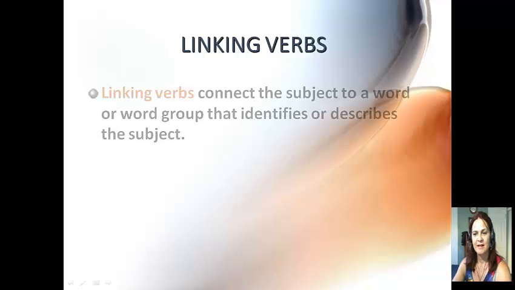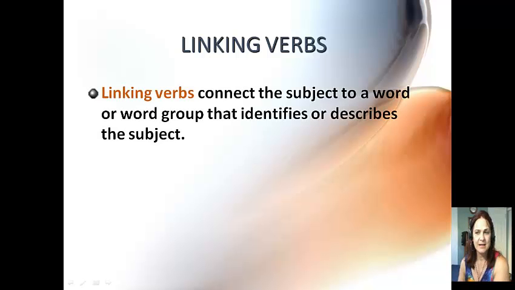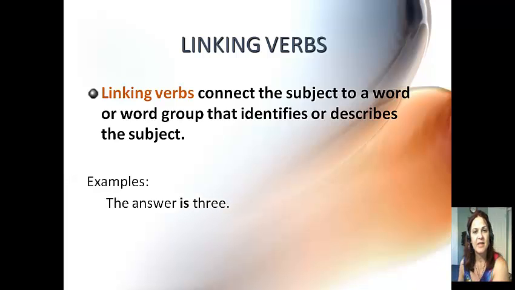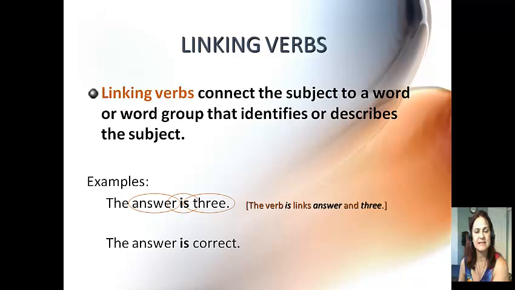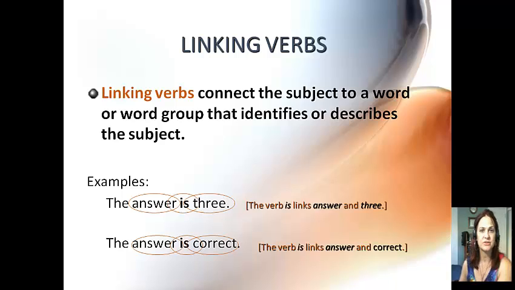Linking verbs. A linking verb connects the subject to a word or a group of words that identifies or describes the subject. Example, the answer is 3. Our linking verb is connects answer to 3. Second example, the answer is correct. Our linking verb is connects answer to correct.